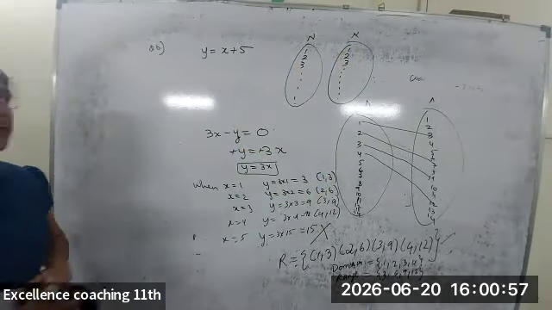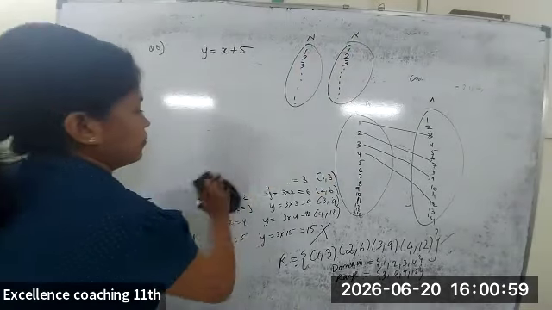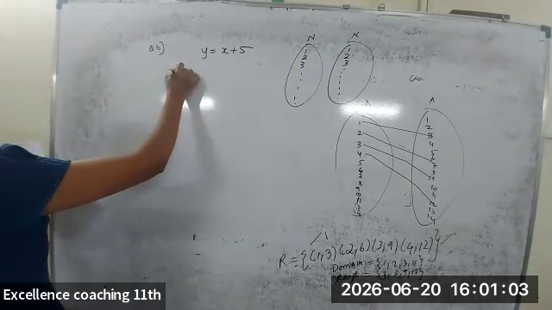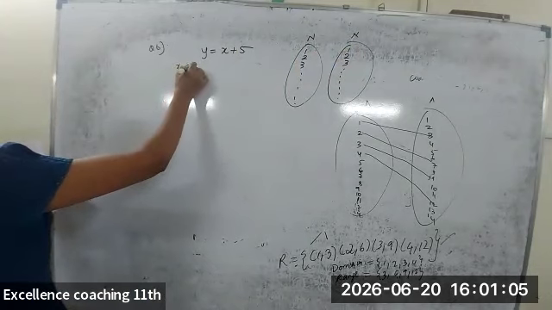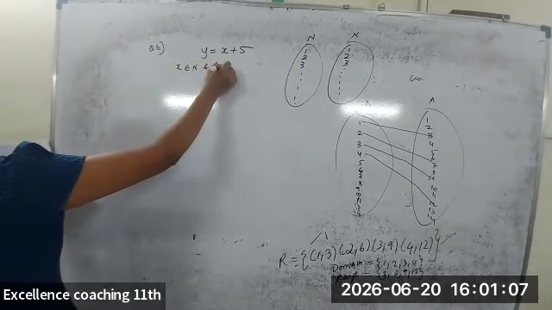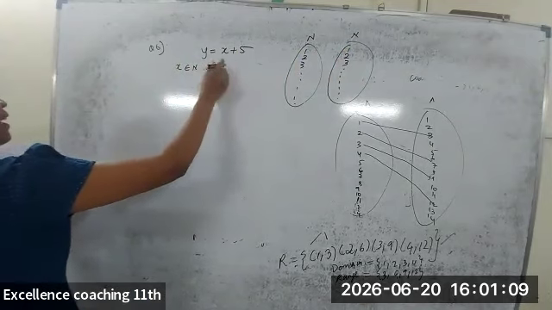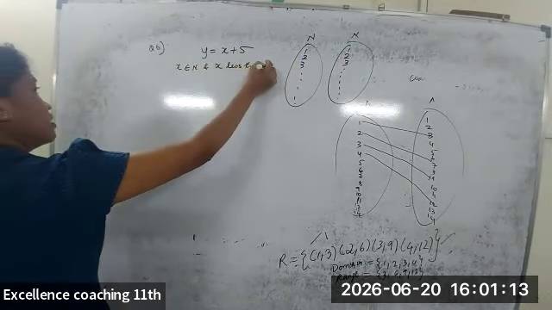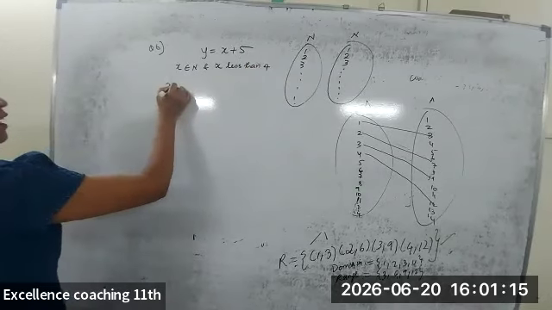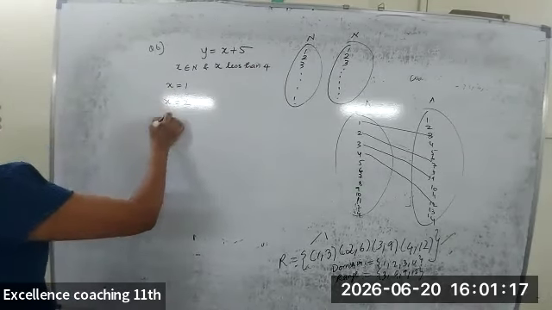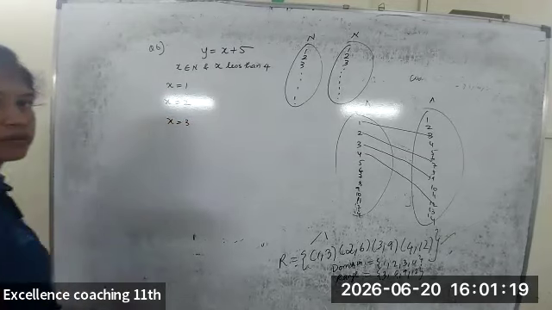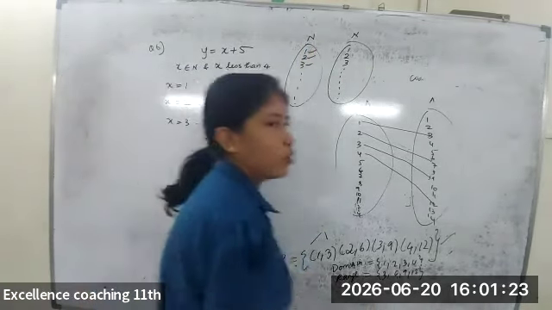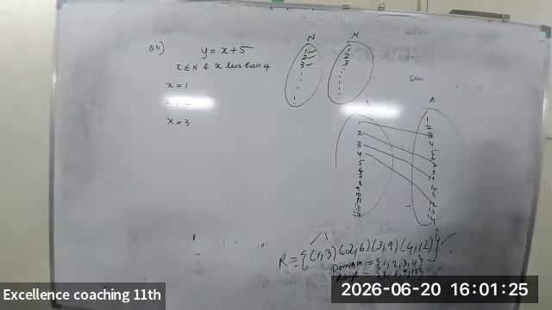Okay. Now they have specified x is a natural number and x is less than 4. So which x values can you take? 1, 2 and 3. So we know where to stop. Only 1, 2 and 3 you have to take and see where the arrows are going. That's it.